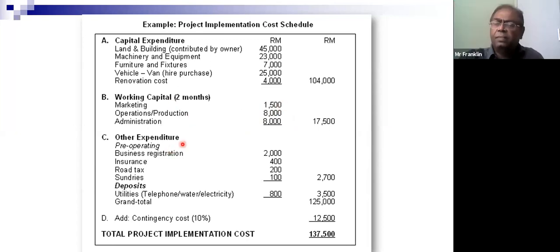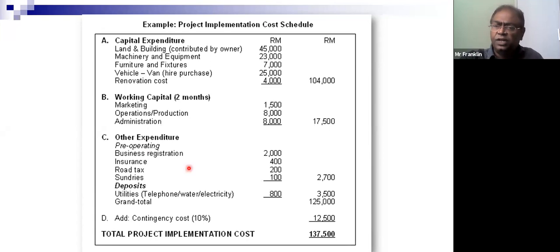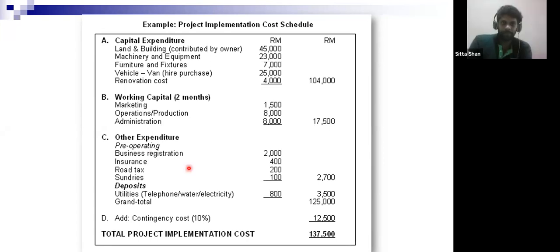Other expenditure, remember, pre-operating, they mean before you operate, business registration, 2,000. Insurance, remember, what company is he opening up? Tell me, what company do you think this is? Is this a sole proprietorship? Is it a Sendirian Berhad? What company is this? Yes, Sendirian Berhad. Very good. About 2,000. Insurance, road tax. Road tax is for the car, van. Then sundries, 100. And deposit.